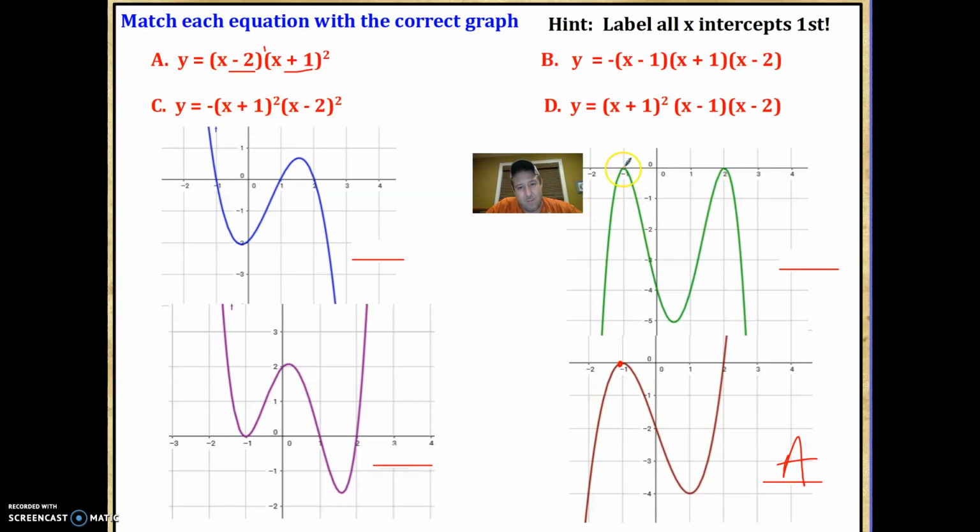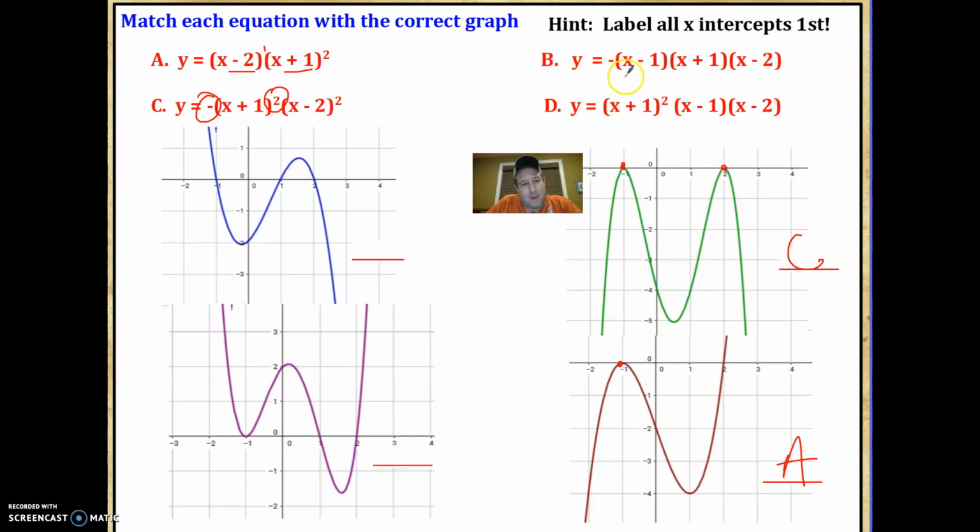So this one also has just 2 zeros, so that one basically has to match this one. It hits -1 right here. It has a multiplicity of 2, which means the degree of 2 means it goes back down, and it does the exact same thing on the other side. Now, the fact that it's a negative coefficient is the reason why it's going down instead of doing the same thing facing up. So this is clearly C, which leaves us with B and D.